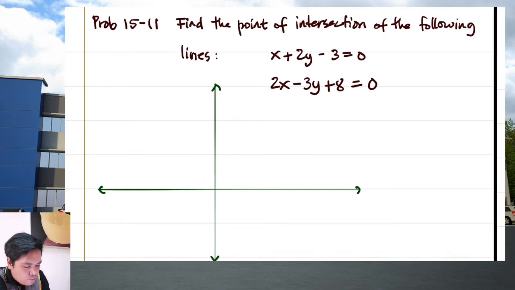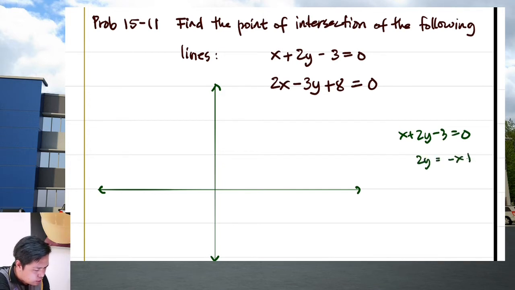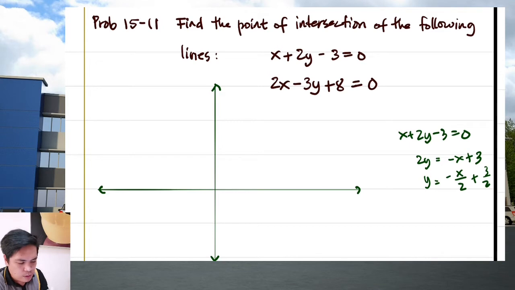So mag-slope-intercept form tayo. The first line is x plus 2y minus 3 equals 0. So by slope-intercept form, that would be 2y is equal to negative x plus 3. So y is equal to negative x over 2 plus 3 over 2. So that means the slope is negative 1 half and the y-intercept is 3 halves. So 3 halves is just 1 and 1 half or 1.5. So 1.5, let's say this is 1, ito yung 1, ito yung 1.5.